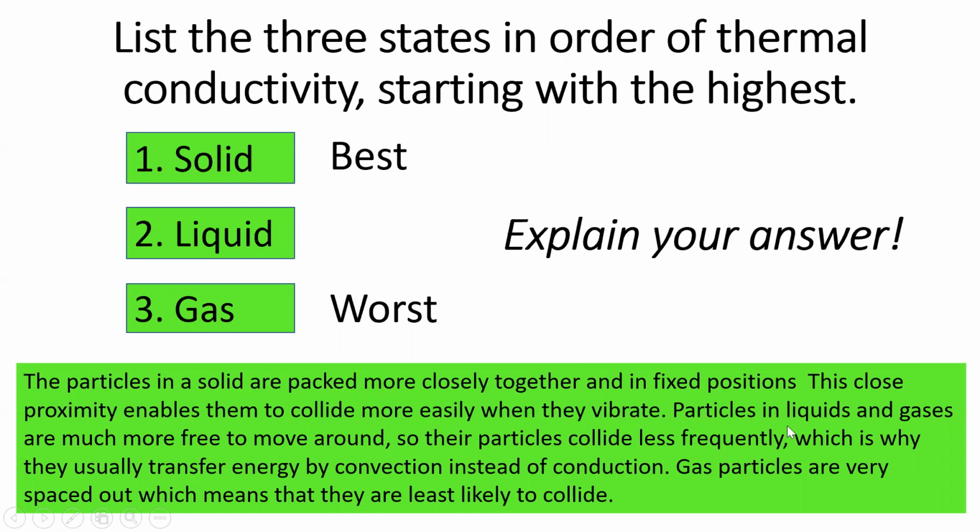Now, particles in liquids and gases are much more free to move around. So their particles will collide less frequently, which is why they usually transfer energy by convection instead of conduction. Now, gas particles are really spaced out, which means that they are the least likely to collide. And that's what makes them the worst conductors of heat.